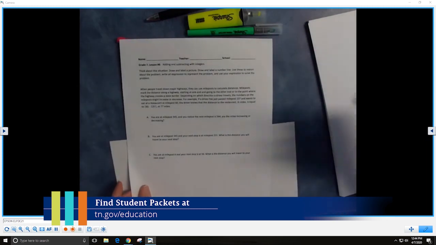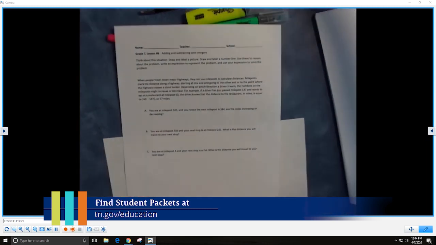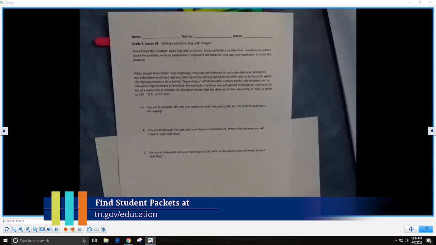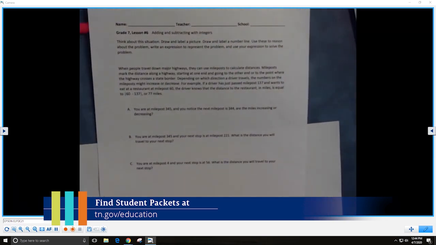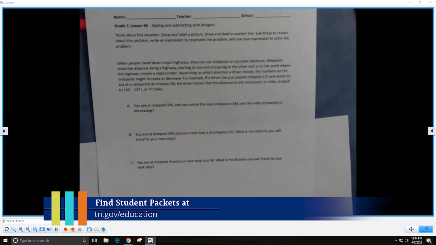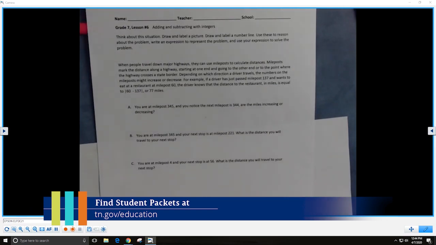So here's what that independent practice looks like. For your independent practice, it says, think about this situation, draw and label a picture, draw and label a number line, use these to reason about the problem, write an expression to represent the problem, and use your expression to solve the problem.